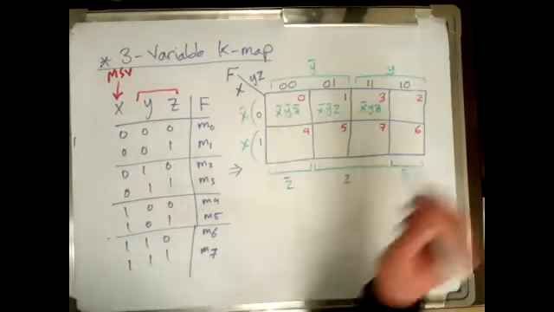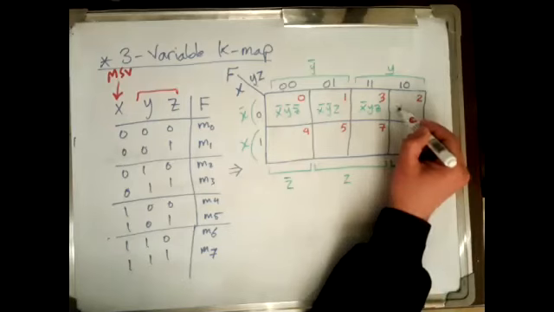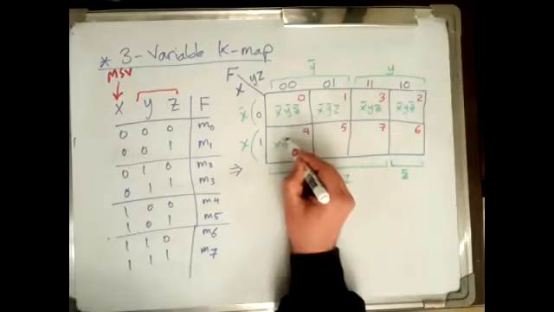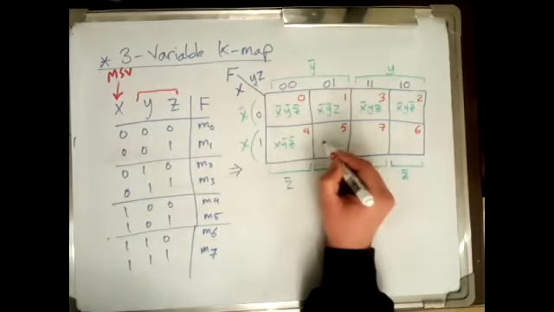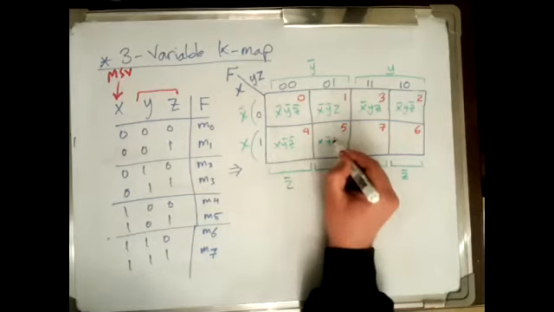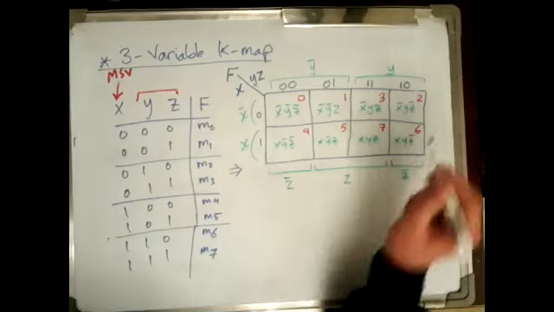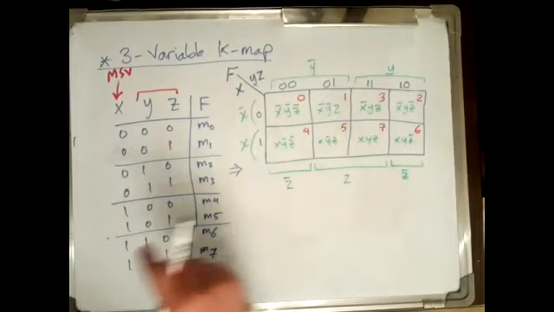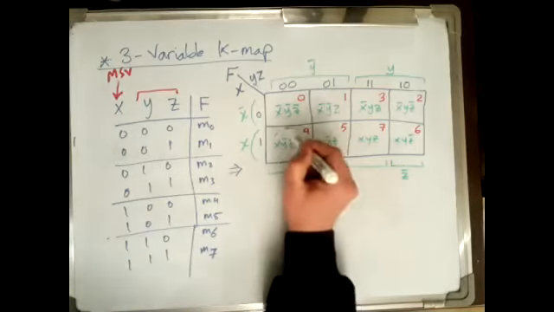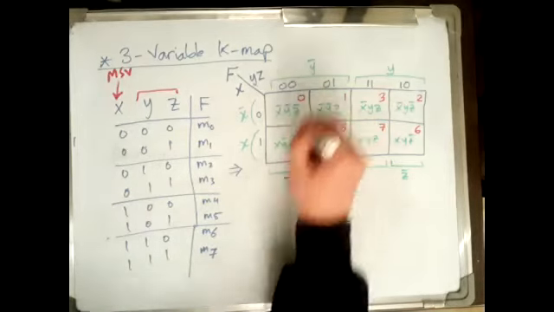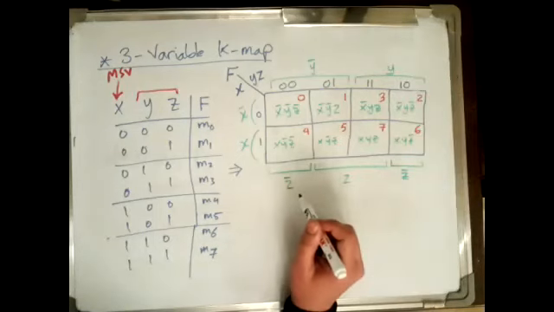Same thing here, this will be x bar, y, z bar. This will be x, y bar, z bar. This is x, y bar, z. This is x, y, z. This is x, y, z bar. So it's very important to know how to find the logic expression for any of these squares based on the assignment of different squares in terms of the variables.